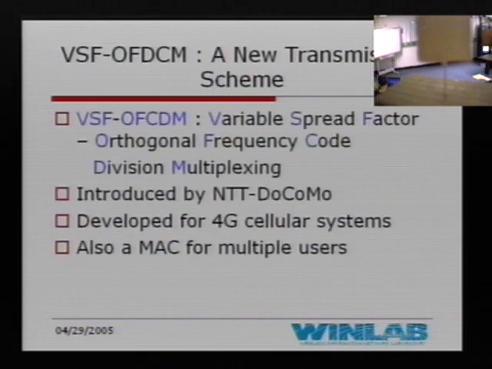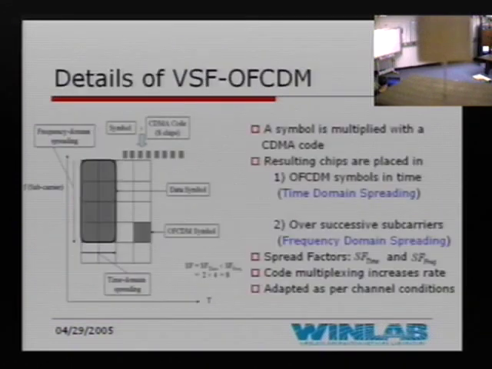So now I would like to talk about this scheme which was proposed by NTT-DoCoMo for the next generation wireless systems. It's a big acronym: VSF-OFCDM, which stands for Variable Spread Factor, Orthogonal Frequency Code Division Multiplexing. And this was introduced for the next generation cellular systems and also serves as a MAC for multiple users. So what is it? We shall see that in the next slide. So here I have a very conceptual diagram.